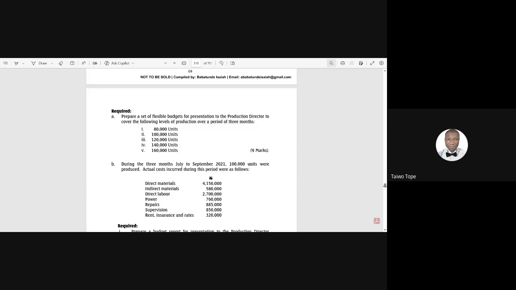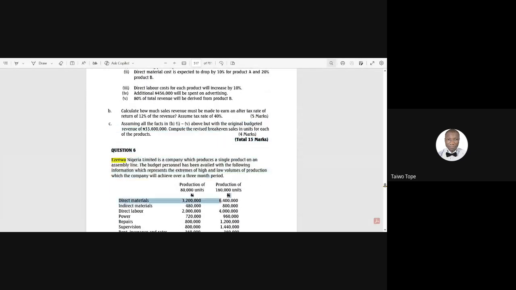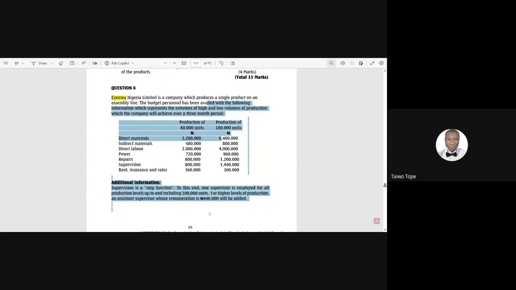So what are you going to do? It means in what we've solved, we'll have 40%, 60%, 90%. In this case now, you'll be working based on the units: 80,000 units, 100,000 units, 120,000 units, 140,000 units, 160,000 units. But first, you must apply your high and low method. The highest level of production given to you in the question is what? 160,000 units. The lowest is what? 80,000.